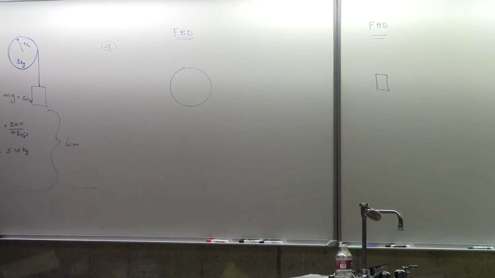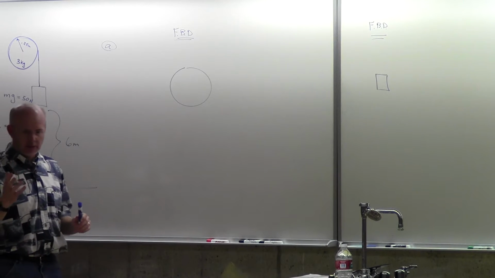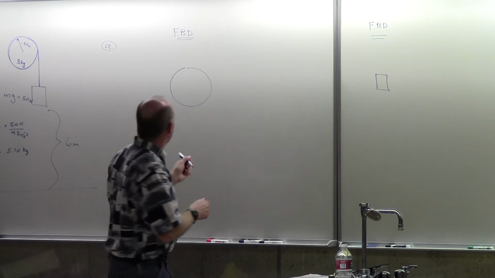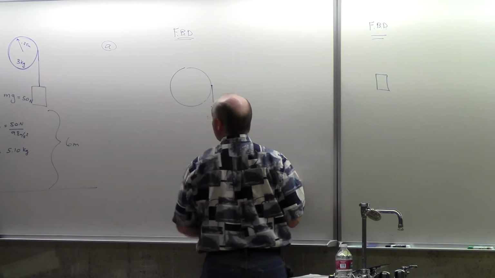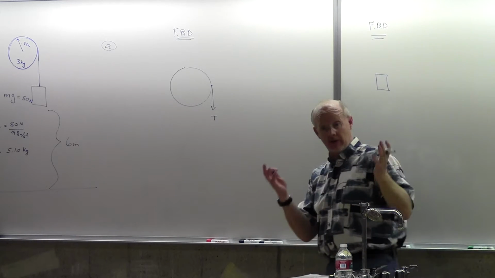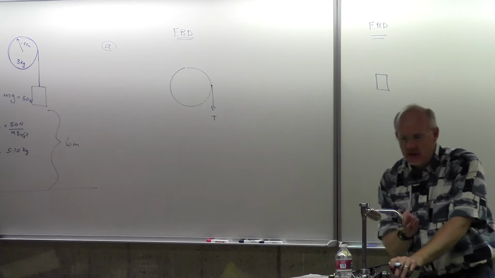I'll start here, free body diagram. All right, what forces are on this object? Give me one anyway. Tension. All right. That would be right here. That would be pulling down. I'll call that a T. Tension in the cord. That's the first question in here. What is the tension in the cord? Any other forces on this?